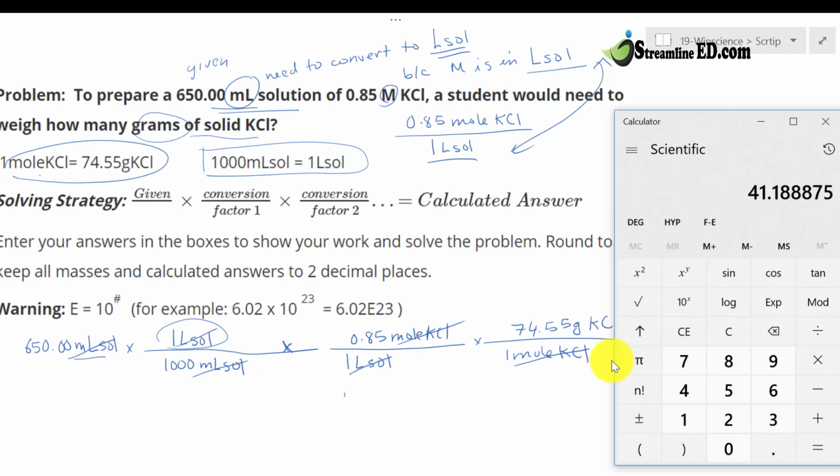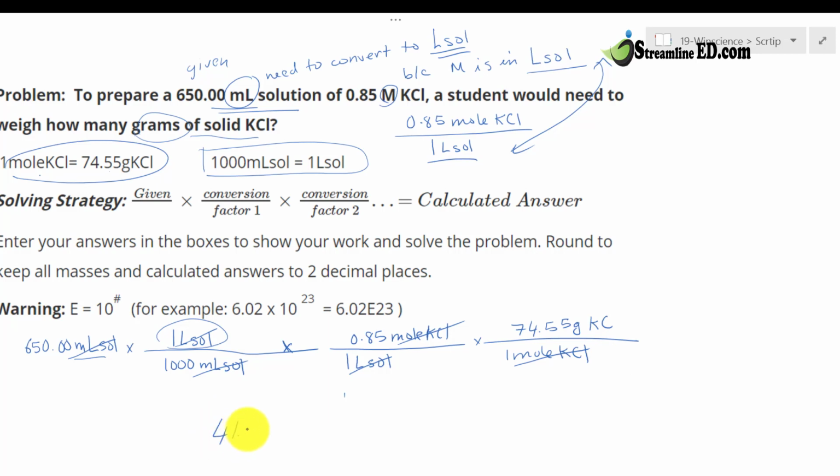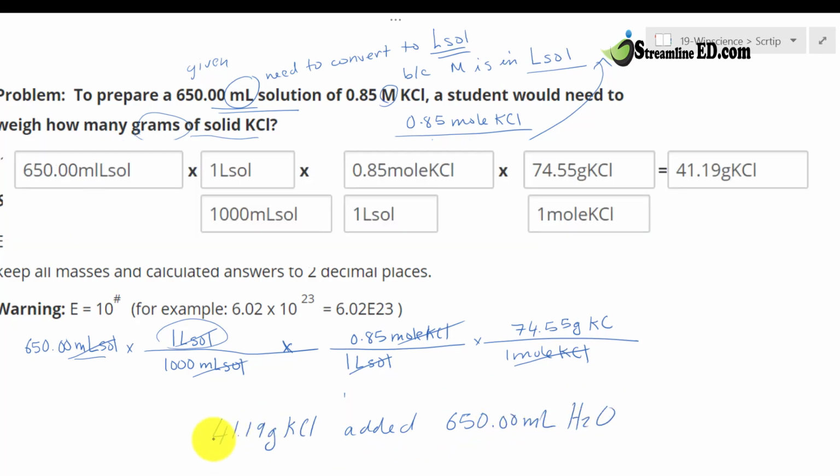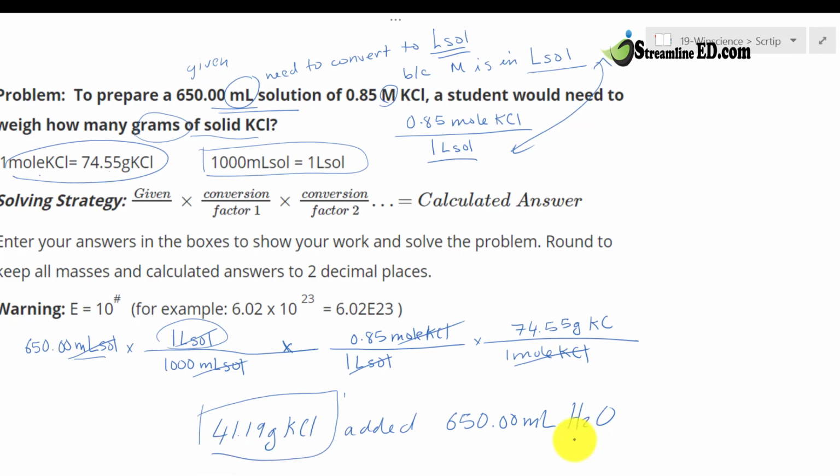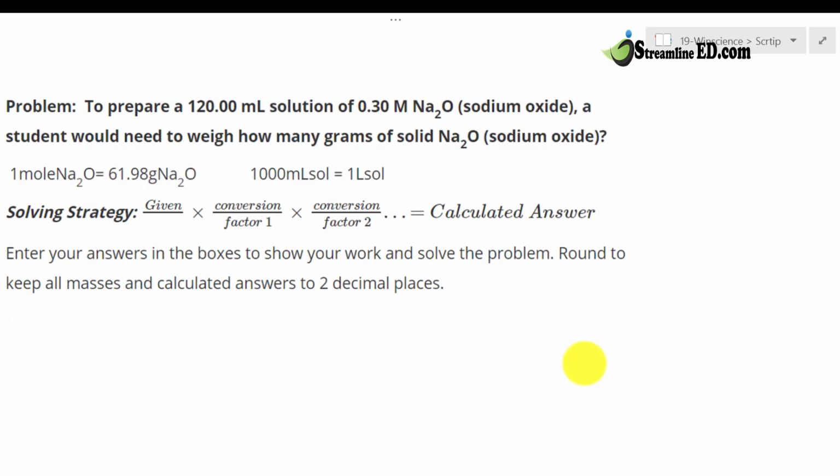So our answer is 41.19 grams of KCl. This solid potassium chloride will be added to 650.0 milliliter of H2O. And that's how you make this solution at that specific volume with that specific concentration. Let's try another problem that deals with milliliter.